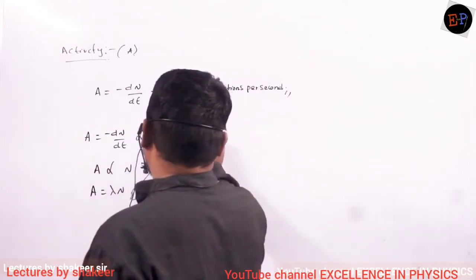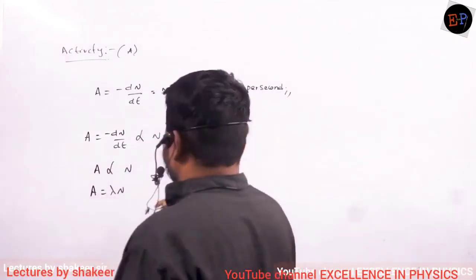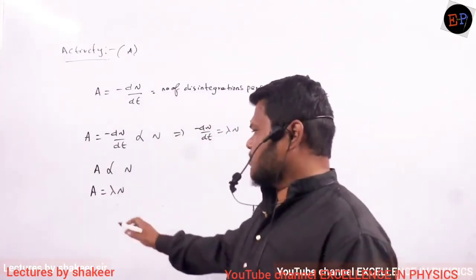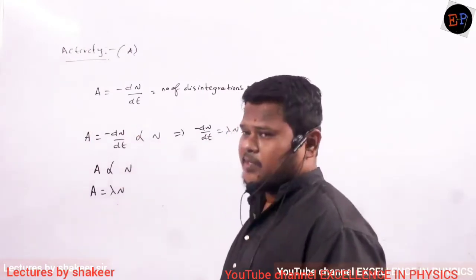So minus dN by dt is equal to lambda into N. So here also I am writing lambda into N. So this is how I can write the equation of activity. Activity is nothing but dN by dt, and it is equal to lambda into N.